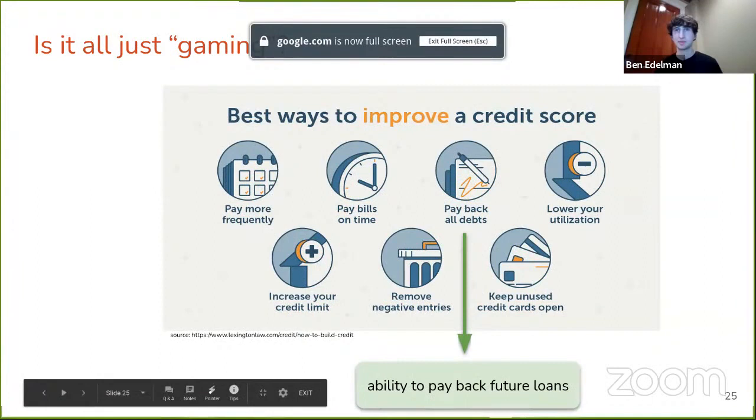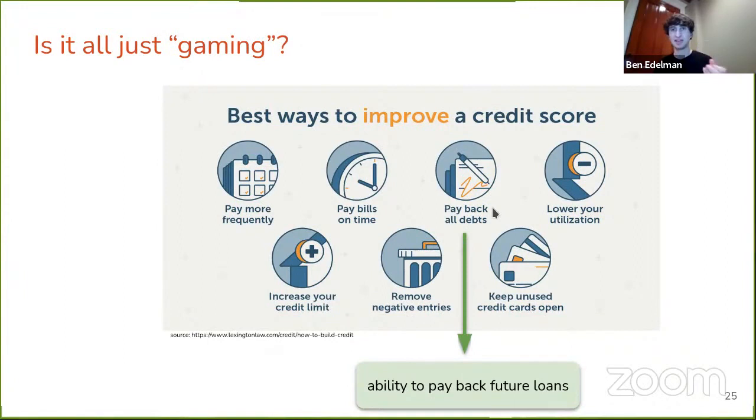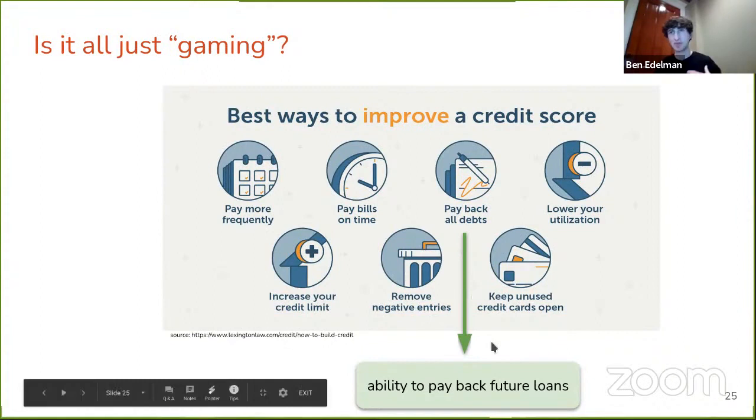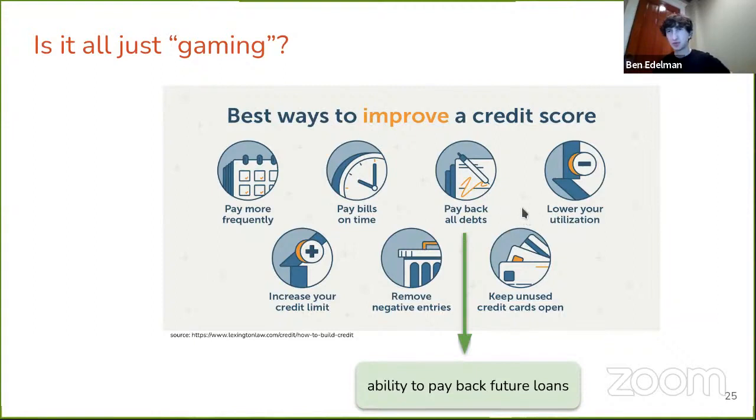This is meant to be a causal arrow. When I pay back all my debts, I thereby gain an increased ability in the future to pay back future loans because I have less debt to begin with. And therefore, because this is incentivized by the credit scoring system, my true creditworthiness might actually be increasing when I game this. So maybe we shouldn't really call it gaming anymore.